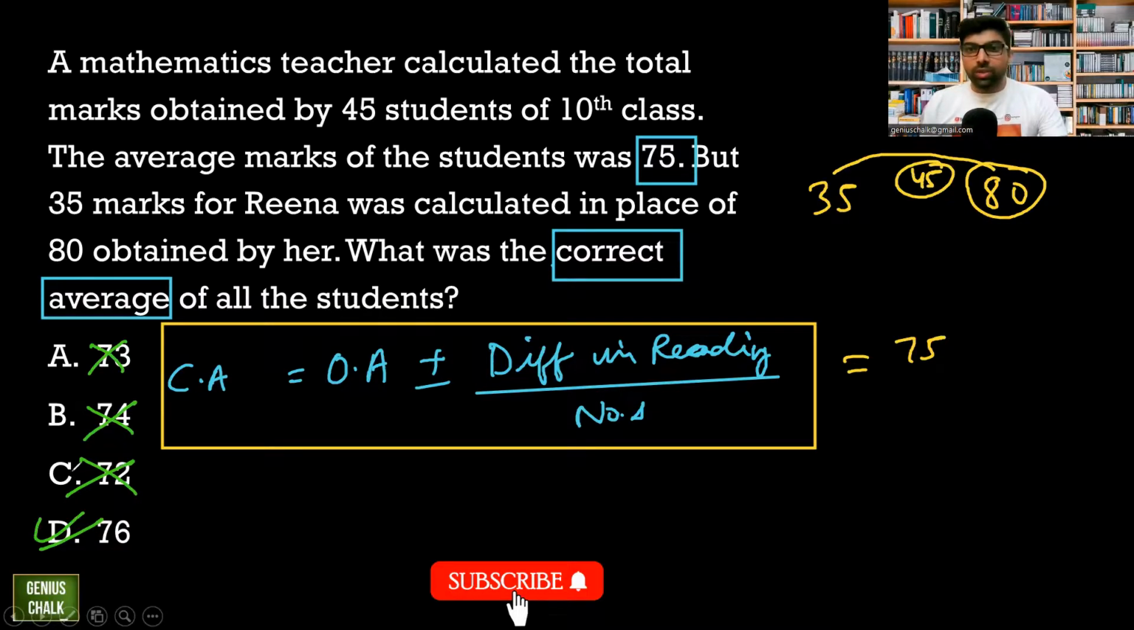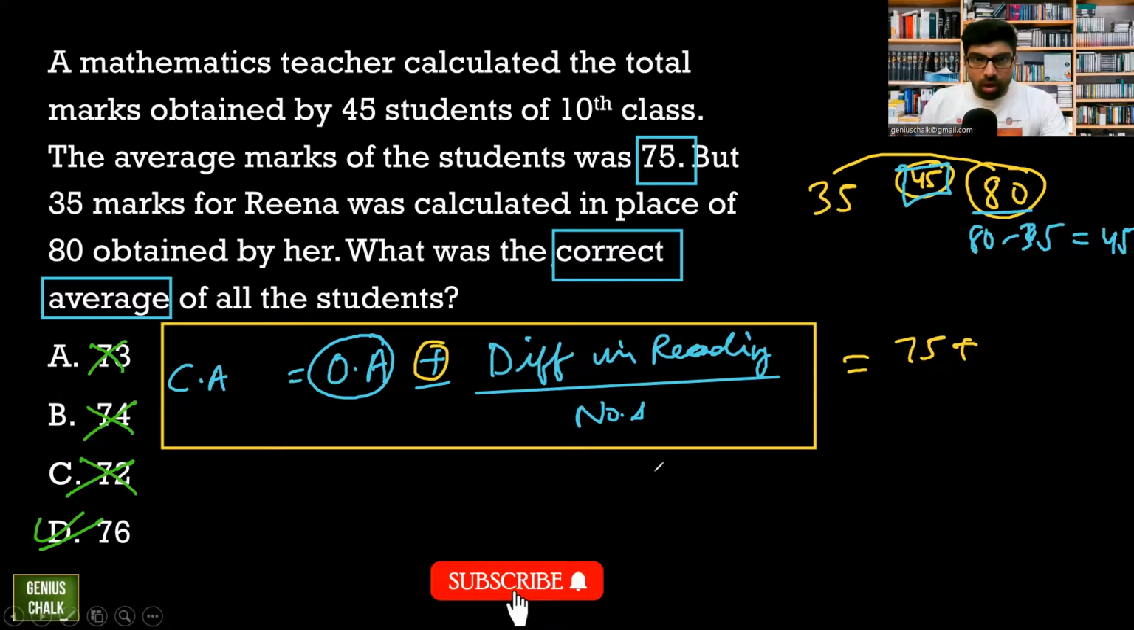So without solving this question in exam, you can crack it. But still, we have to solve it here. So let's find the way. So what is the difference in reading? That is 80, which is the actual marks, minus 35. So this gives you 45. The meaning is that in the old average, the actual average will add. That means we will take sign plus here.